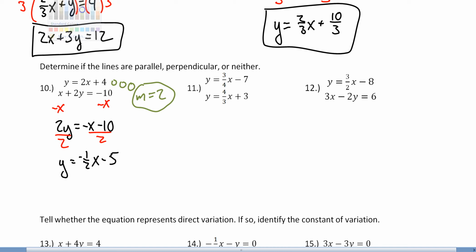So when I look at this, I can see that it has a slope of negative 1/2. So I look at the two slopes that I have. I've got a 2 and a negative 1/2. They're not the same, so it's not parallel.